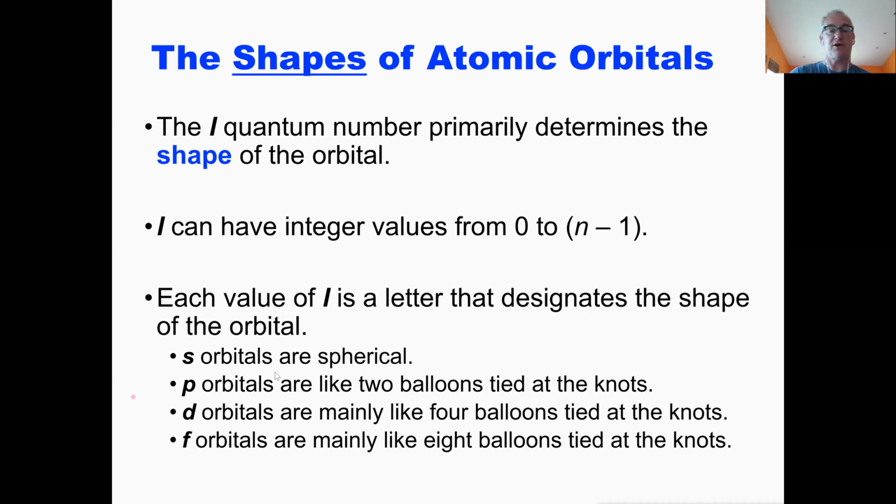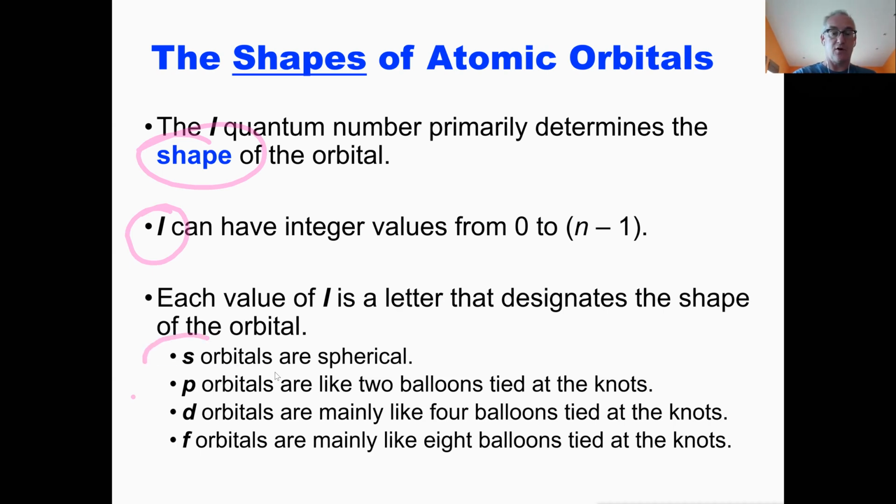So this gives you the shape. S, P, D, and F have fundamentally different shapes. And so this L, as I mentioned before, can have values from -n to +n. That'll tell you exactly how many different orbitals there are.